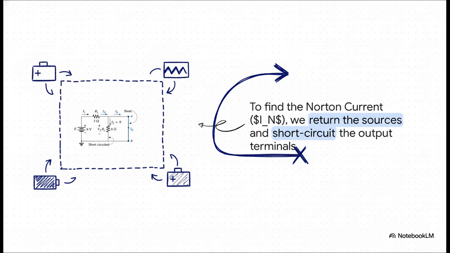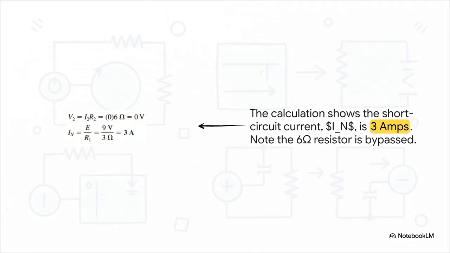For this, we bring all our sources back to life. But here's the twist. Instead of leaving the terminals open like we do for Thevenin voltage, we connect them together with a short circuit. The Norton current, IN, is literally the current that flows through that short. And watch what happens when we short terminals A and B. It's kind of cool. The 6 ohm resistor is totally bypassed.